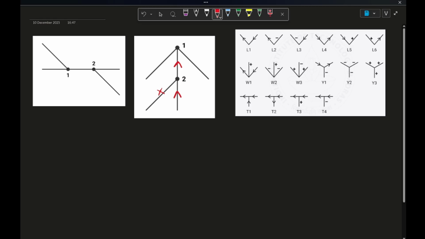This direction only, okay, valid. But now, if this is an arrow, then there is no W junction whose middle edge is an arrow. And because of that, this is nil.